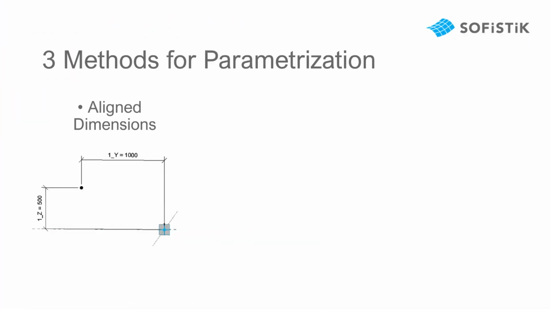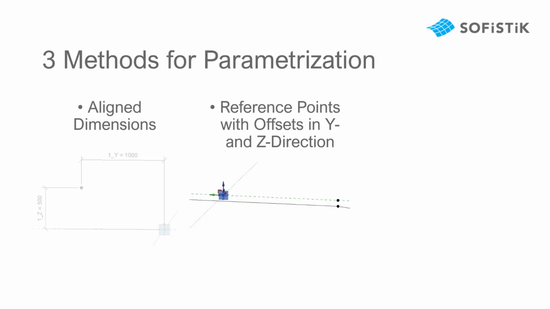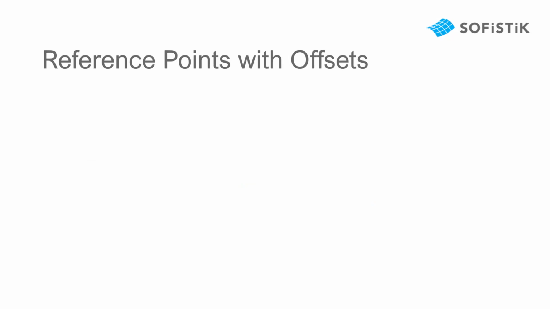The second method I want to talk about is reference points with offsets. On the one hand in Y direction as well as in Z direction. And here you can see that you require one point with an offset in the direction of Y. In this case, you can see that it is in the negative orientation of the origin point, as well as a separate point for the Z direction. So let's take a look at the pros and cons of this method.